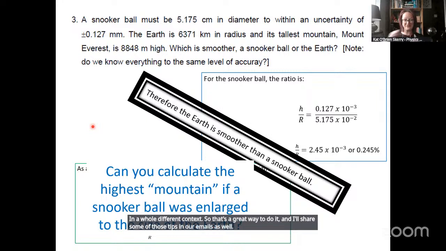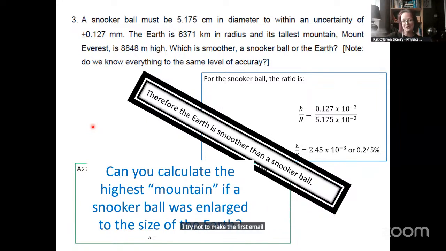I try not to make the first email 4,000 lines long. We build up as we go through the course.